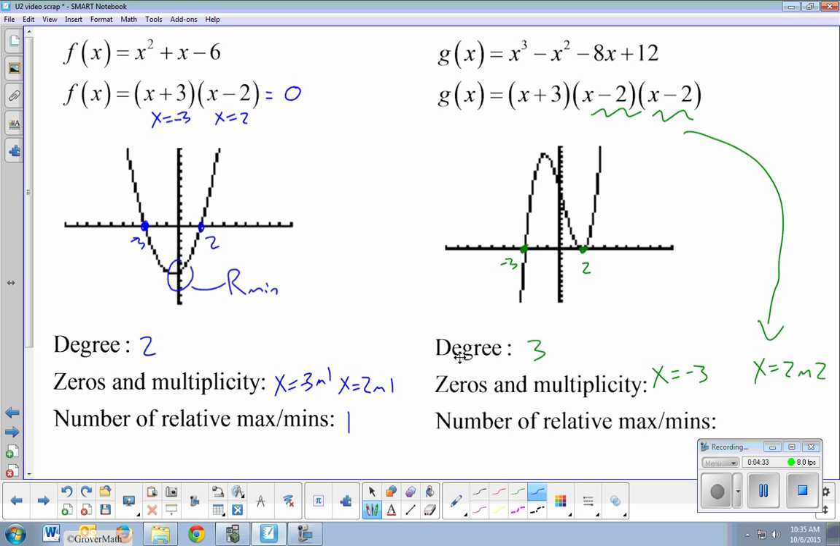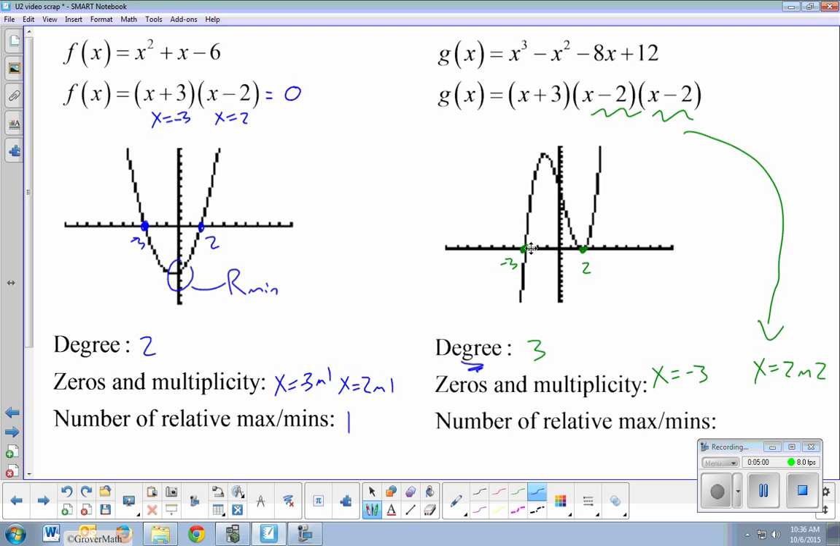Our degree does not necessarily mean how many x-intercepts we're going to have. The x-intercepts, the zeros, the roots, you can have at most as many as the degree. So if you're degree 3, that means I could cross 3 times or fewer. And the way the "or fewer" works is that some of your roots may have multiplicity, or you could have some imaginary, which I'll get to later on.